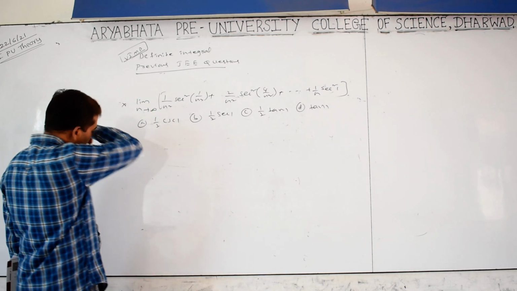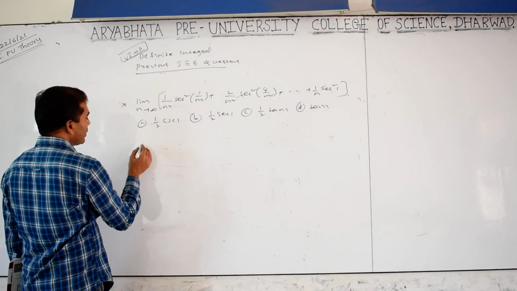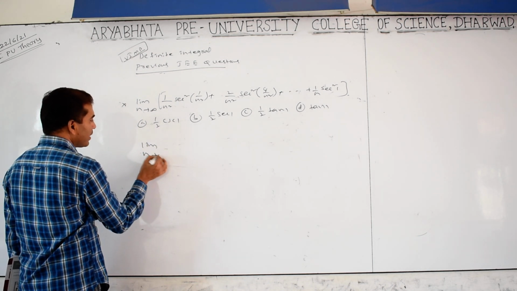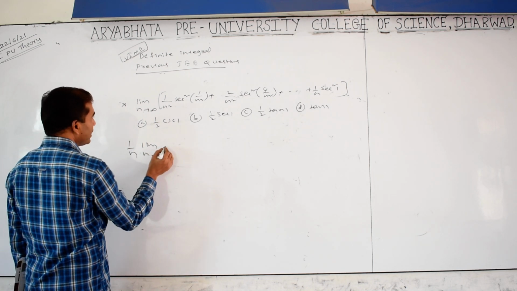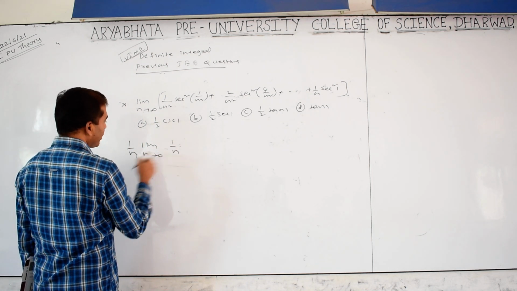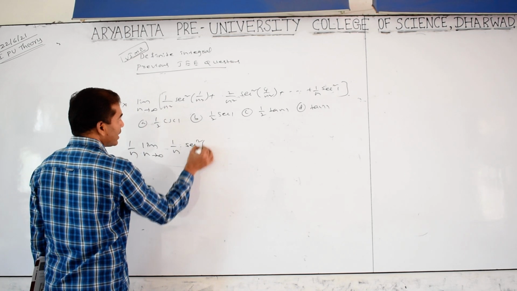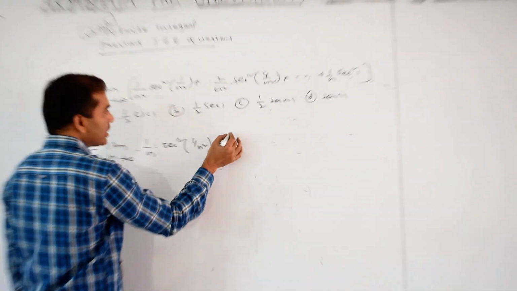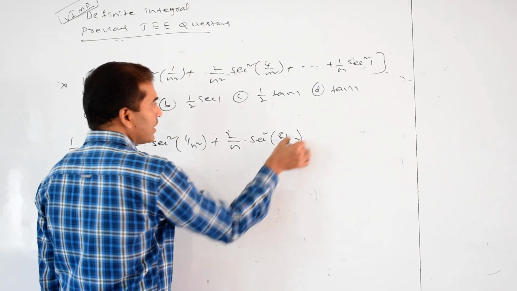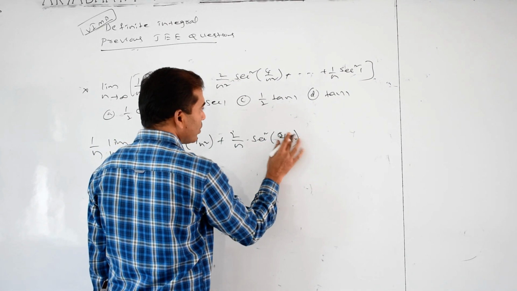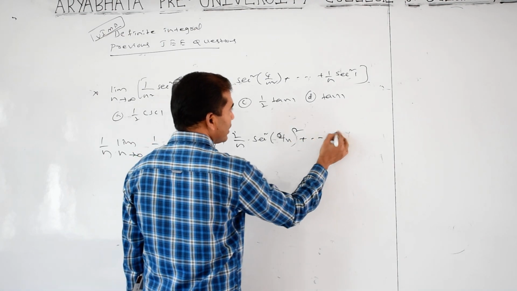This is also a limit. Use the limit as a sum. Limit of n tends to infinity. First, n square, take 1 by n common here. Then, 1 by n already taken common here, 1 by n, secant square of 1 by n square plus 2 by n secant square of 4 by n square. Right? This we can write as 2 by n whole square also. So 1 by n.